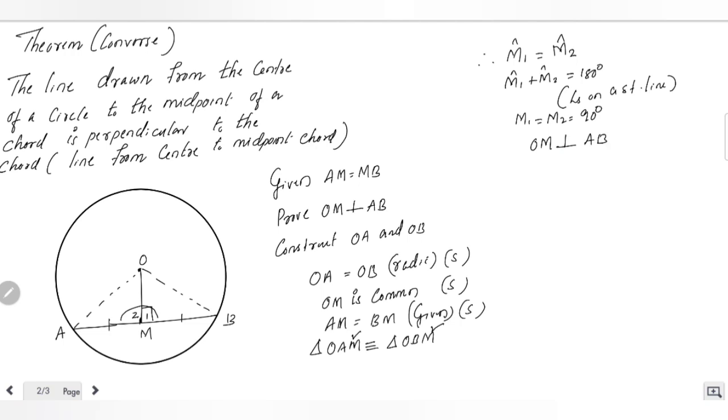So these two theorems converge. The idea is that you have to use this, a line from center to midpoint of a chord, in many questions. Yes, I hope it is clear. These two theorems, especially the first one, are important, and the second one's idea is also important. We are going to use both of them in different questions. Let's do one question.